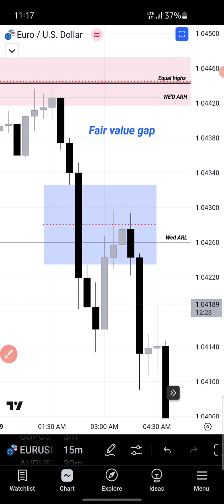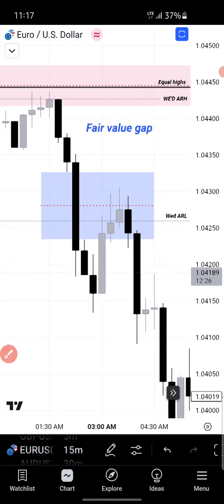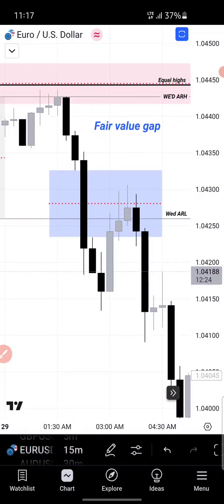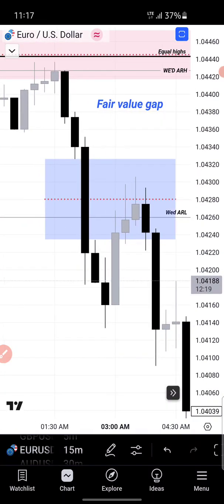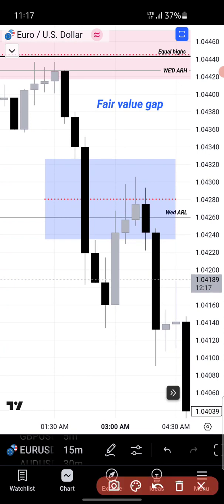Now, let me explain the most important points of a fair value gap. If you watch carefully in this fair value gap, in the midpoint, which is this place right here, you find out that this first candle, this second candle, and this third candle, the bodies are staying below the midpoint of the fair value gap. This is very crucial and very important for a fair value gap.